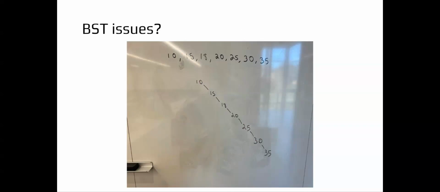So, issues with the binary search tree: as you can see here, if we have the same values from the previous examples and we add them in sequential order, the result is a horribly balanced tree. It looks more like a linked list than a tree, and this would result in O(n) runtimes for basic operations.